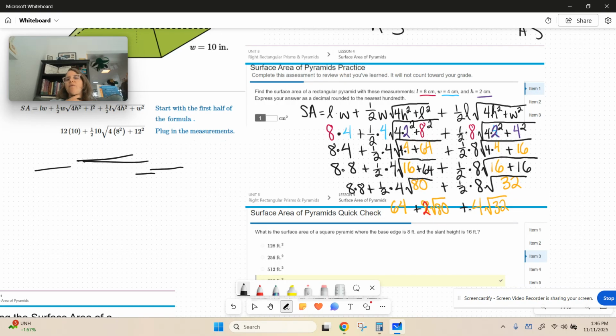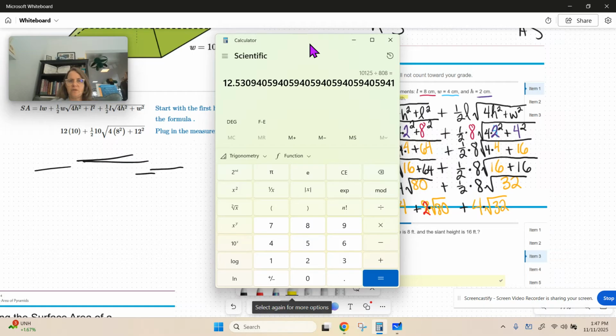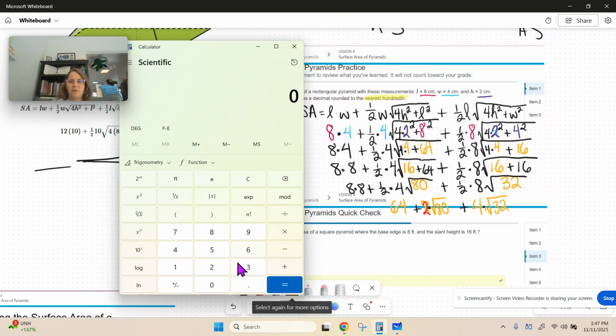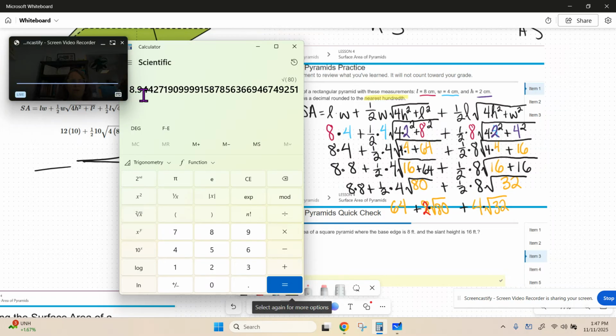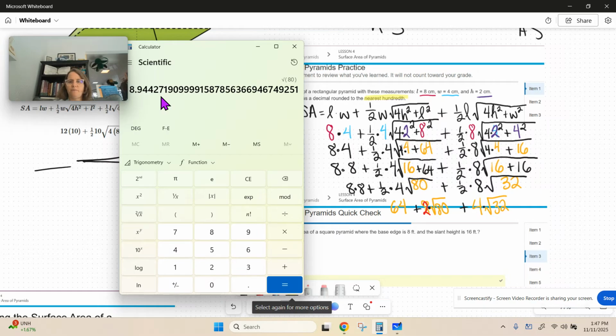Okay. And I'm gonna go ahead and use a calculator to figure out what these are. And it says up here to round to the nearest hundredth. So that's what I'll do. So we have root 80, square root of 80. There we go. So it's like 8.94.